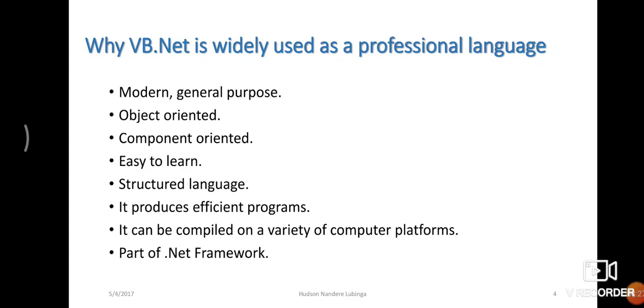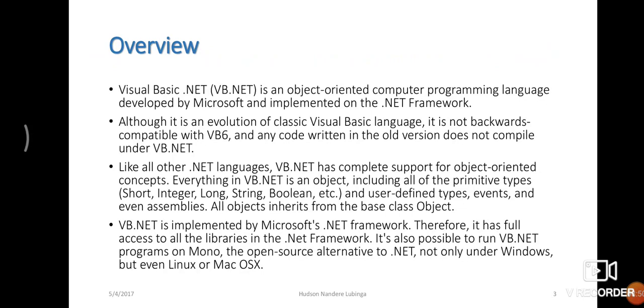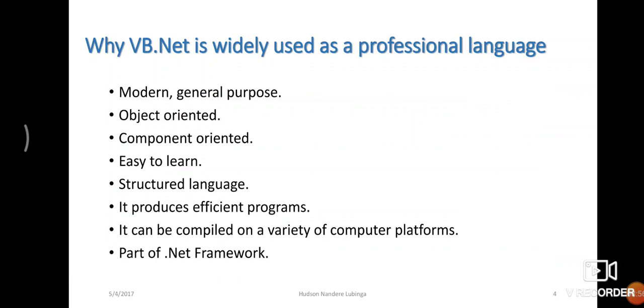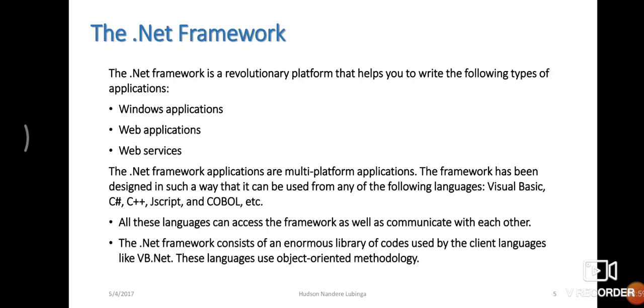It produces efficient programs, meaning it does not produce very lengthy programs, and it provides easily executable and editable source code. It can be compiled on a variety of computer platforms, as it follows the concept of IDE. So it can be implemented on various operating systems, not only Windows but even Linux or Mac, and it is a part of the .NET framework. One of the major advantages of VB.NET is that Microsoft owns it. So Microsoft has a different recognition.